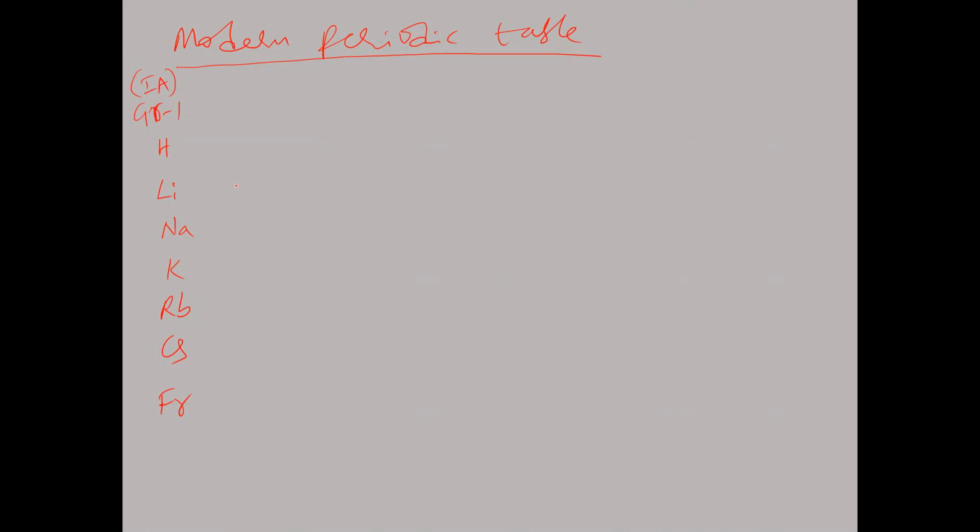And what are the elements of the second group? Beryllium, next magnesium, calcium, strontium, barium, radium. These are the second group elements. Group 2 means Roman number 2A. These are S block elements. So here S block elements are there, and P block elements are there.